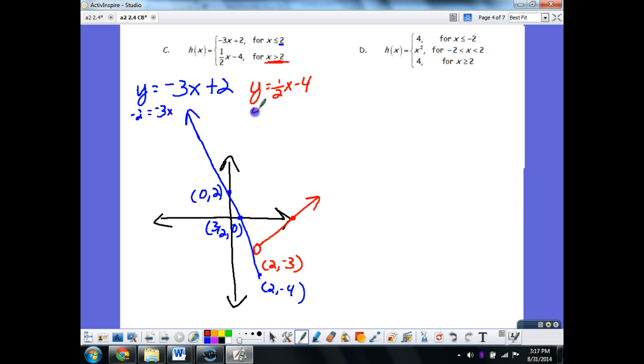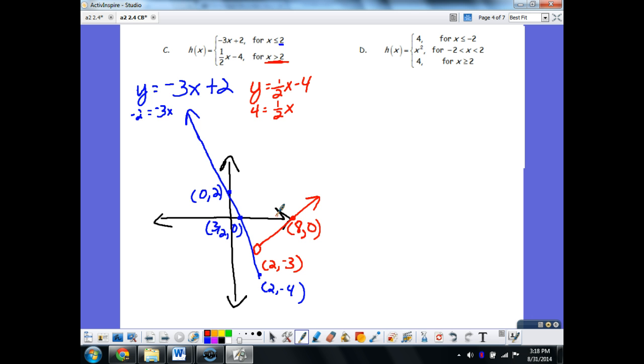So we're going to add 4. 4 is equal to 1/2 x. So then we would divide by 1/2, which is the same thing as multiplying by 2. 4 times 2 is 8. So that is the x-intercept of that piece. And again, with these, do not worry so much about domain and range. We will talk about that in class.